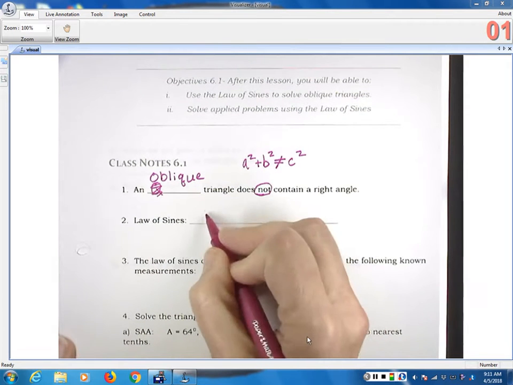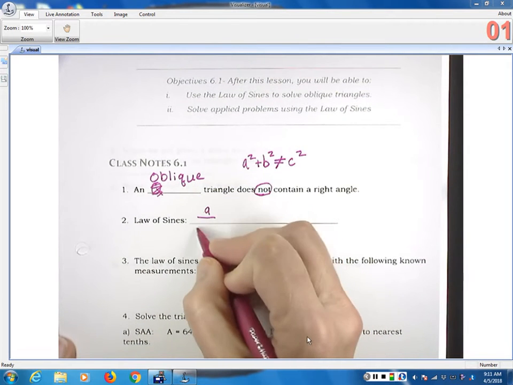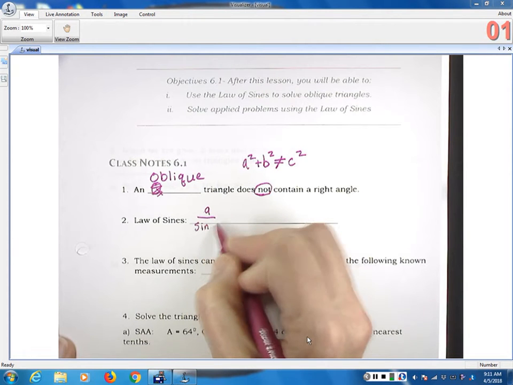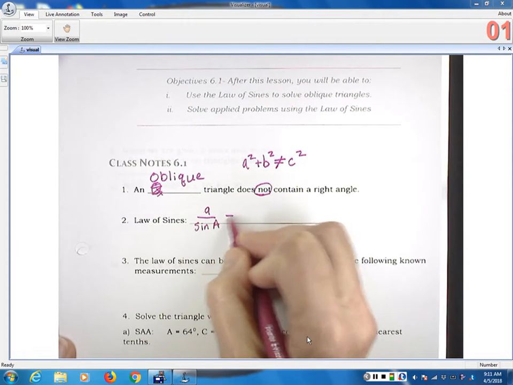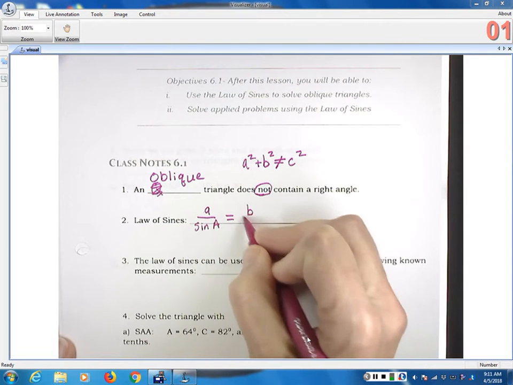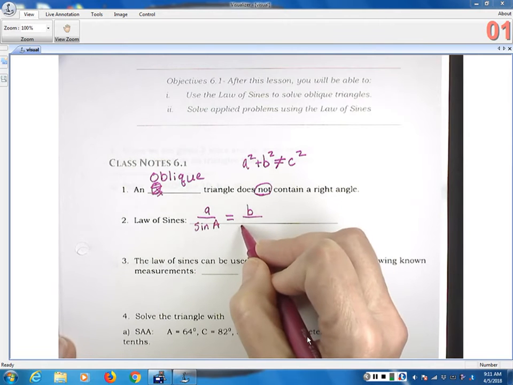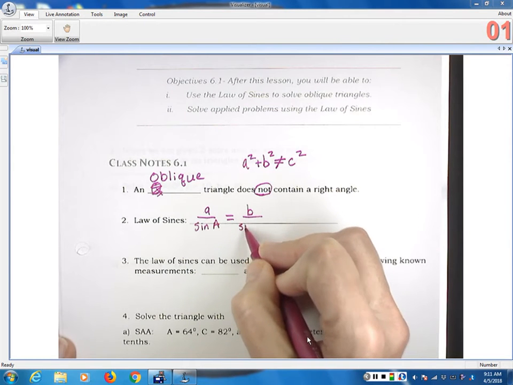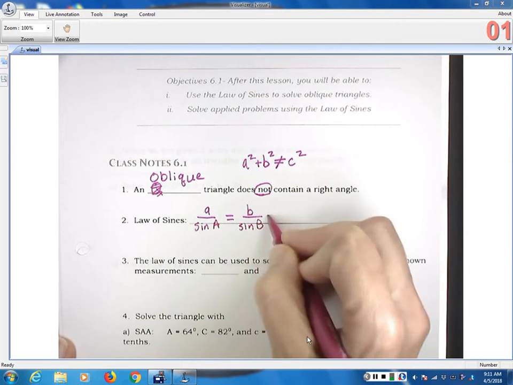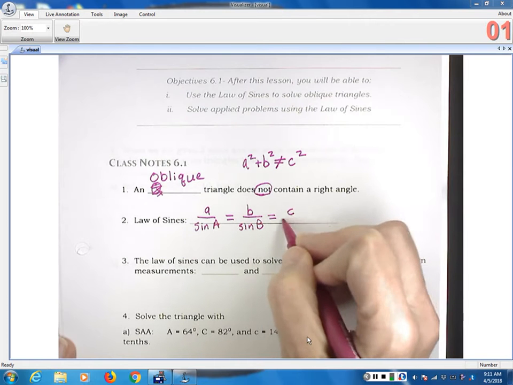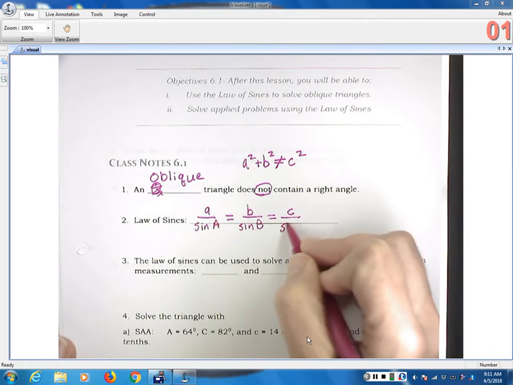It says side a over the sine of angle A is proportional to side b, the length of side b, over the sine of angle B, equals c over the sine of angle C.